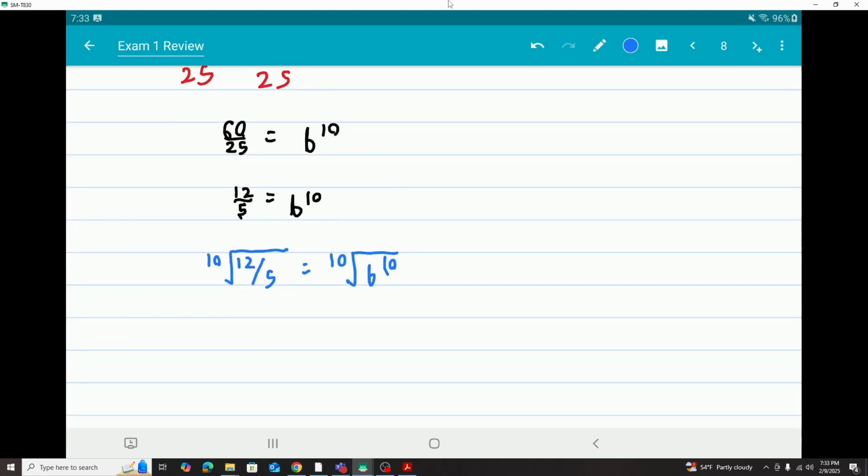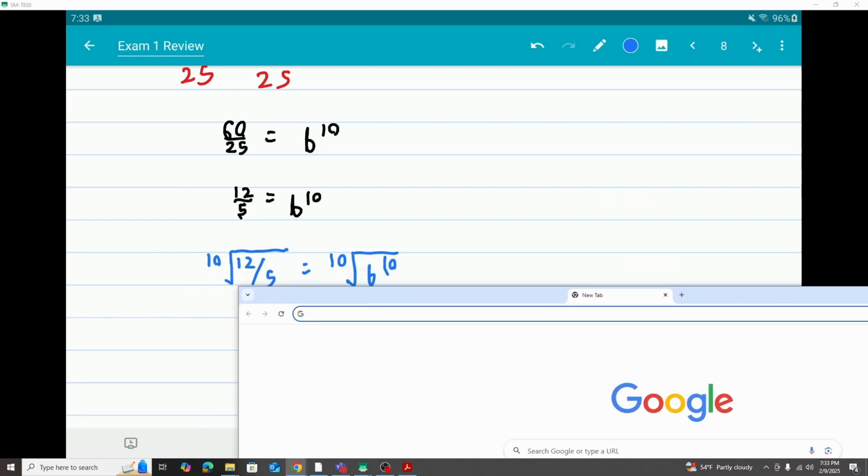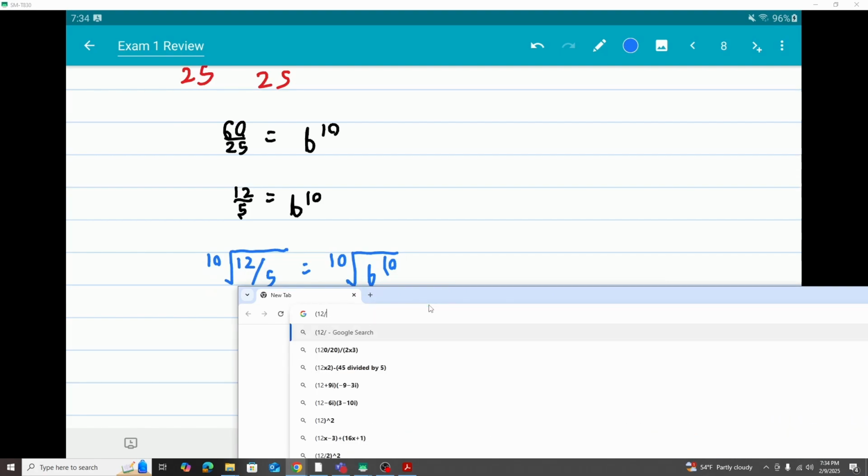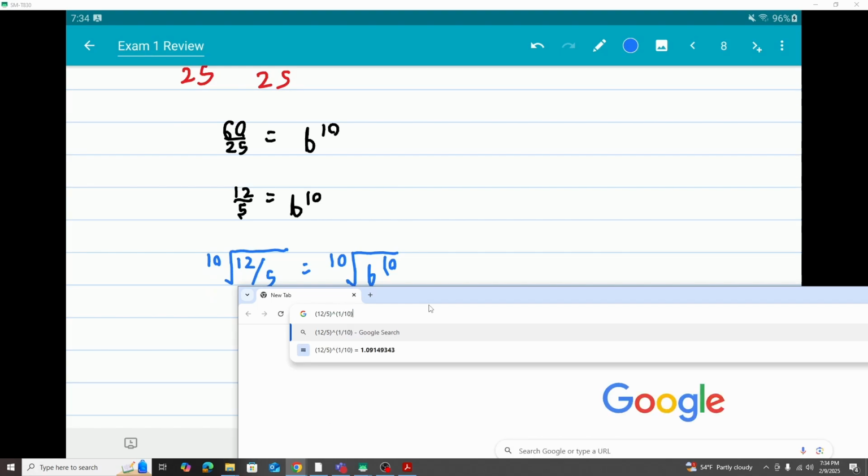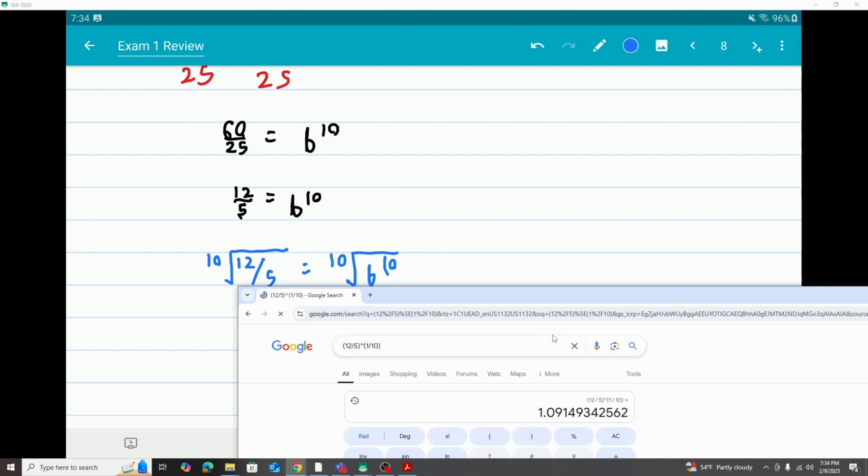And so this we now just put into a calculator. You could put this into a scientific calculator. The way you would do that is you would say 12 divided by 5 in parentheses. I'm using a web browser, but a scientific calculator would do that. Instead of saying 10th root, it might have an option to do that, but you can also say to the power of 1 over 10. And we see we get 1.0914.